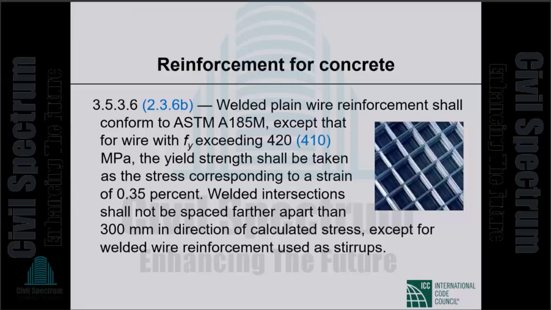Welded intersections shall not be spaced further apart than 300 millimeters, 12 inches, in the direction of calculated stress, except for welded wire reinforcement used as stirrups. So there is a maximum spacing between the cross wires, no more than 12 inches.